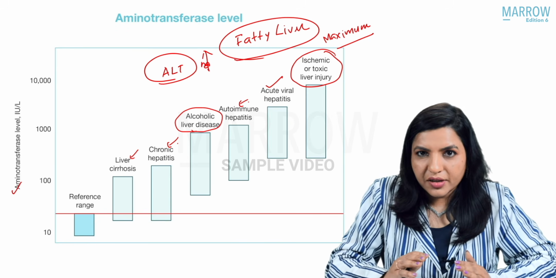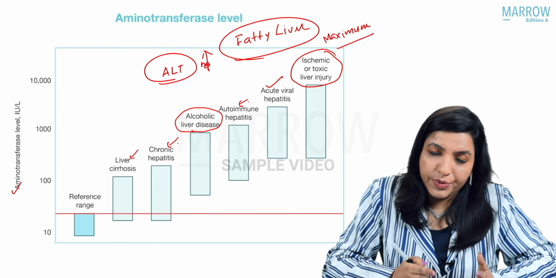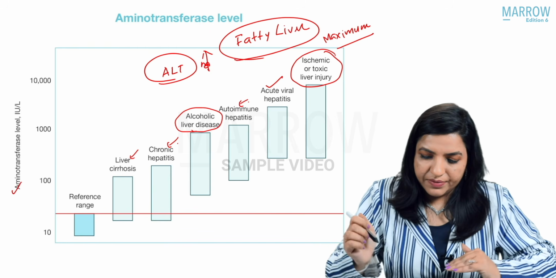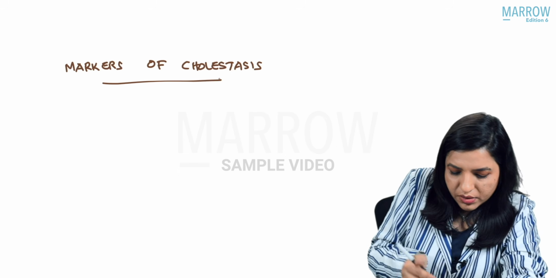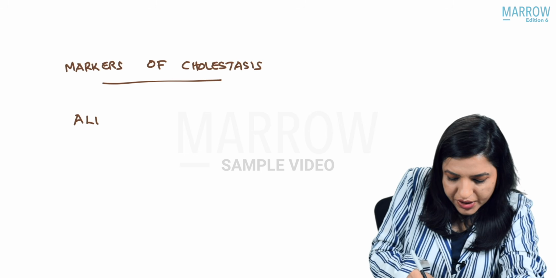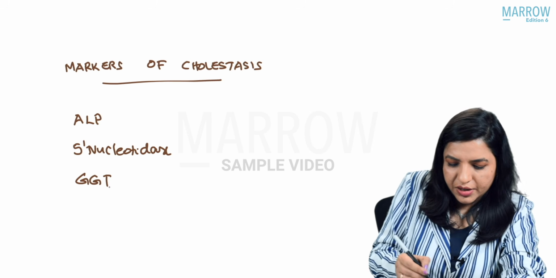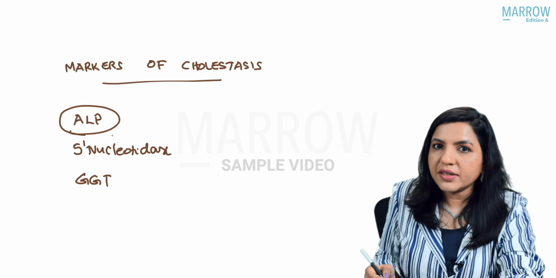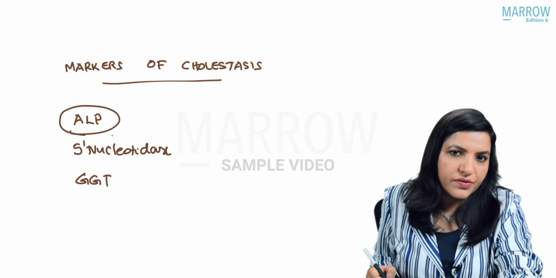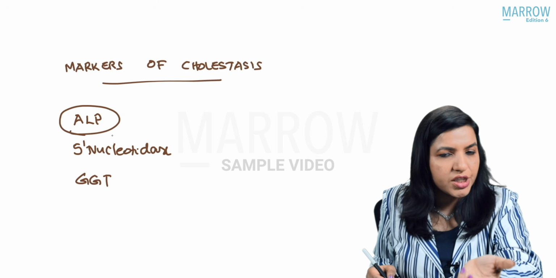Okay, so that is about the different markers of liver diseases affecting the hepatocytes. Now we'll go to the other end: markers of cholestasis. The markers of cholestasis are alkaline phosphatase, 5' nucleotidase, and gamma glutamyl transpeptidase. We'll see them one by one. Alkaline phosphatase: we have already seen it. It's a non-specific marker and is elevated in so many conditions.